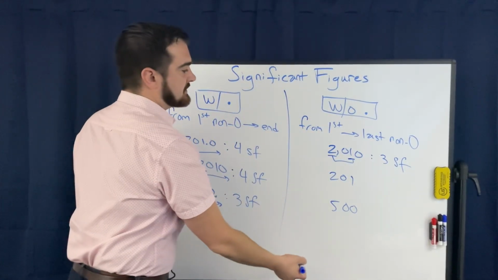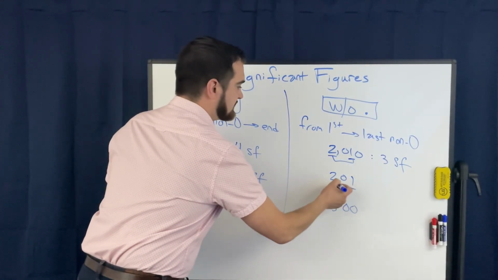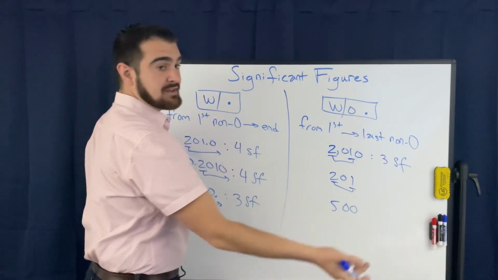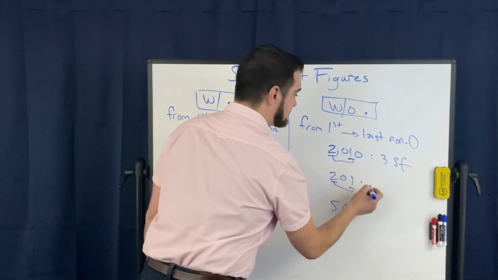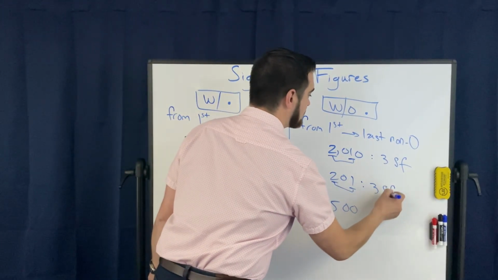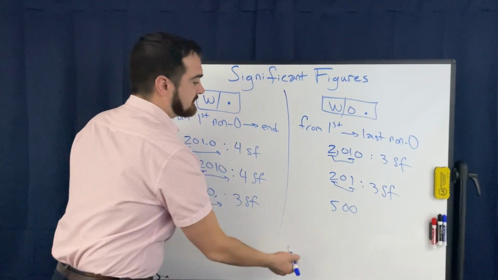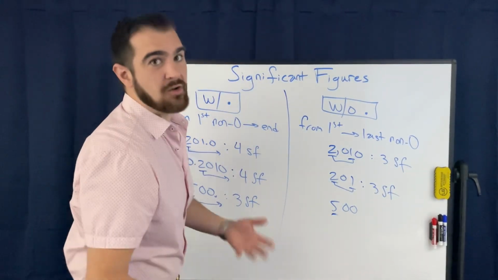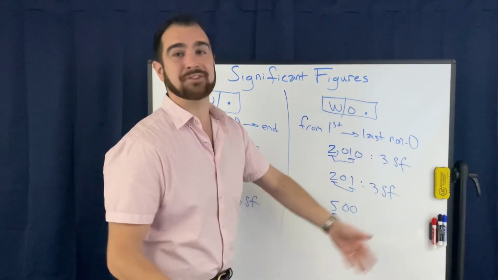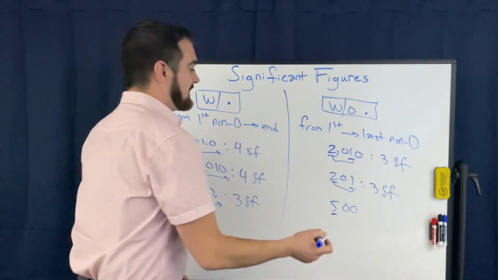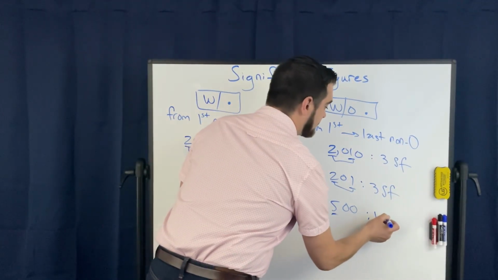Over here, from the first to the last non-zero, and everything in between, 1, 2, 3 significant figures. And then over here, that's the first non-zero. It's also the last non-zero, right? Because everything after it is a 0. So that only has 1 significant figure.